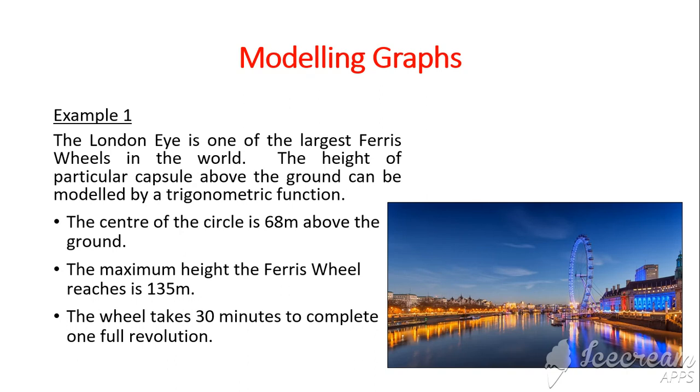This beautiful place called London has an amazing Ferris wheel called the London Eye, and it is one of the largest Ferris wheels in the world. The height of a particular capsule above the ground can be modelled by a trigonometric function. Now here's some key information that we need to know. The centre of the circle is 68 metres above the ground. The maximum height of the Ferris wheel reaches 135 meters, and the wheel takes 30 minutes to complete a revolution. It takes 30 minutes for one ride.